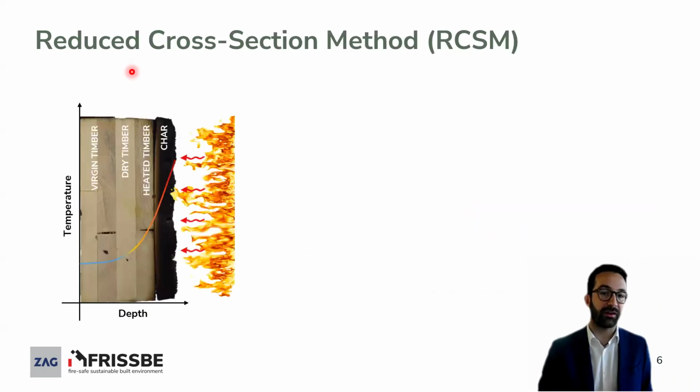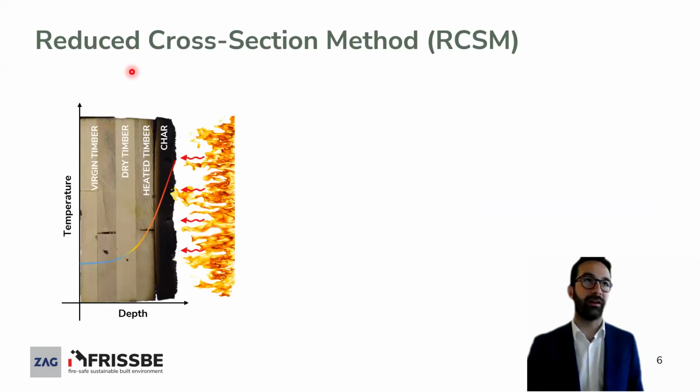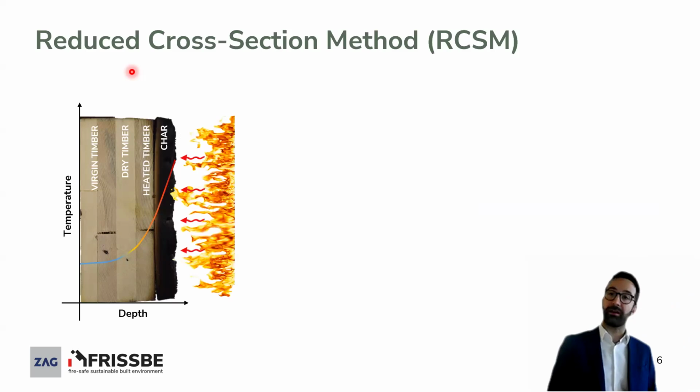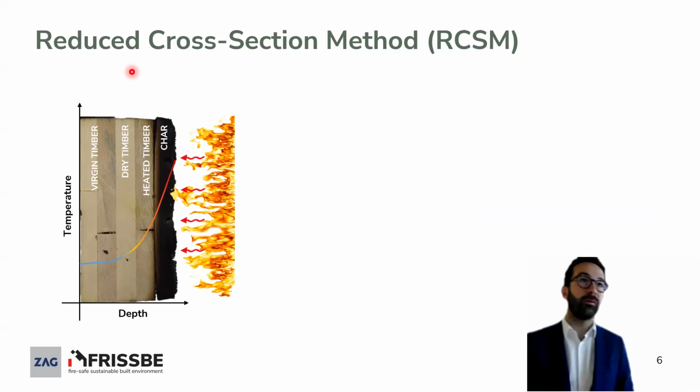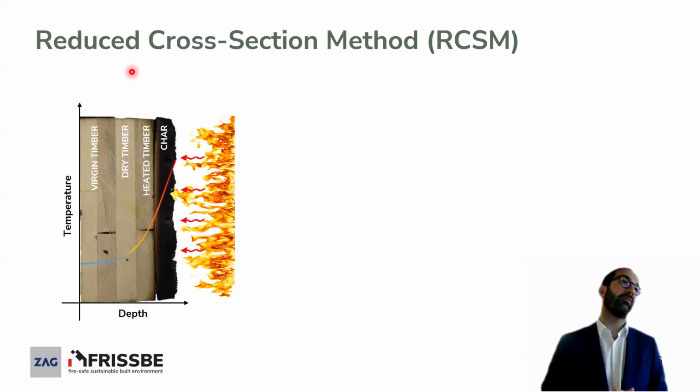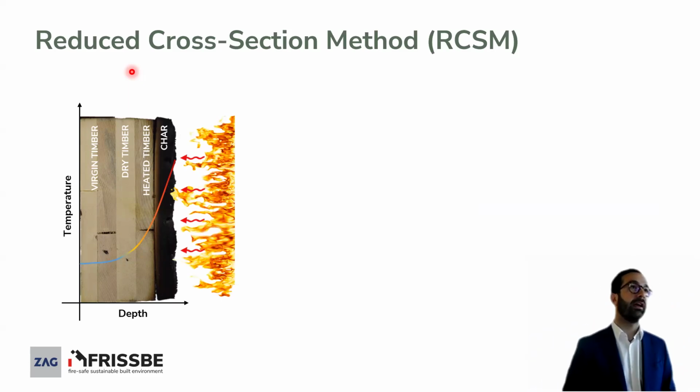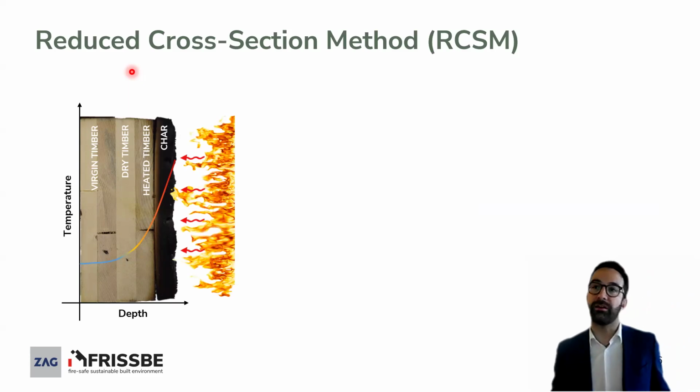So we have to start thinking about how the cross-section is affected by fire and how we can calculate the load-bearing capacity of this element. You see here on the slide a wall with the fire exposed from one side. What we can do is, at any time of the fire exposure, define the thermal gradient through this element, and we can divide the timber into different regions.